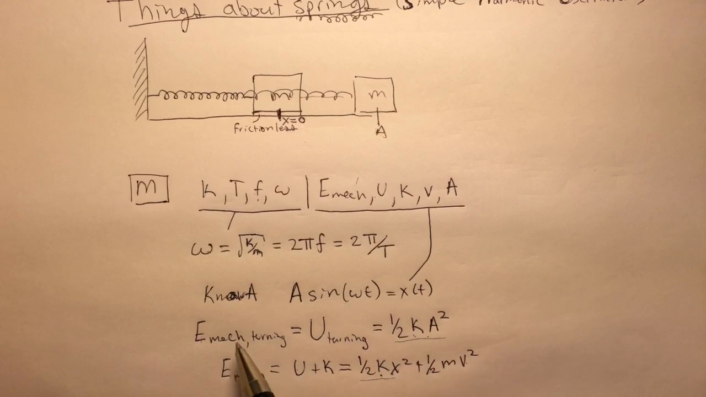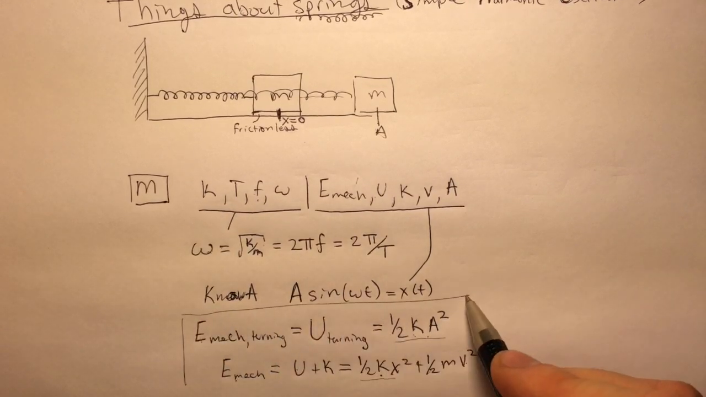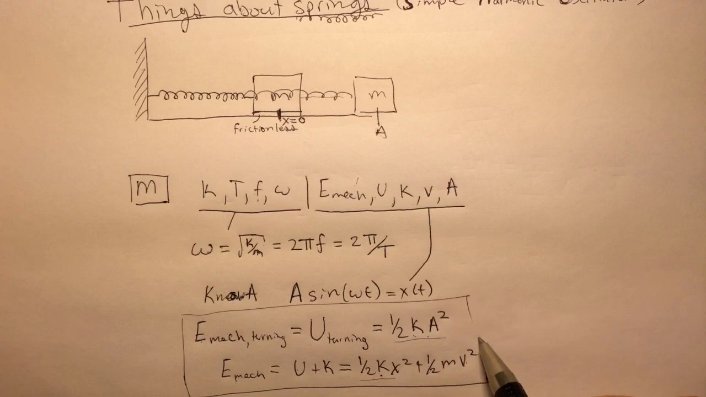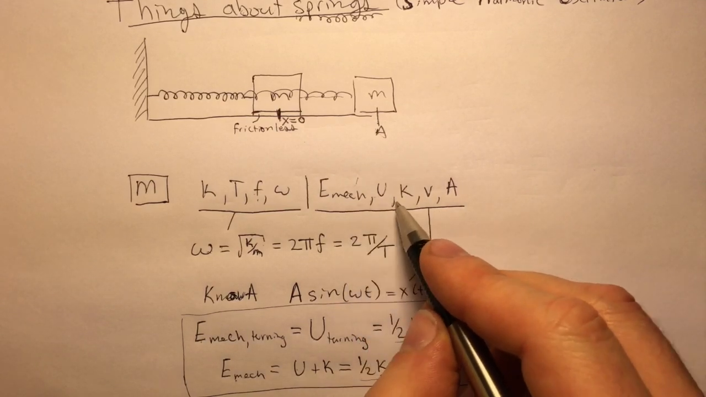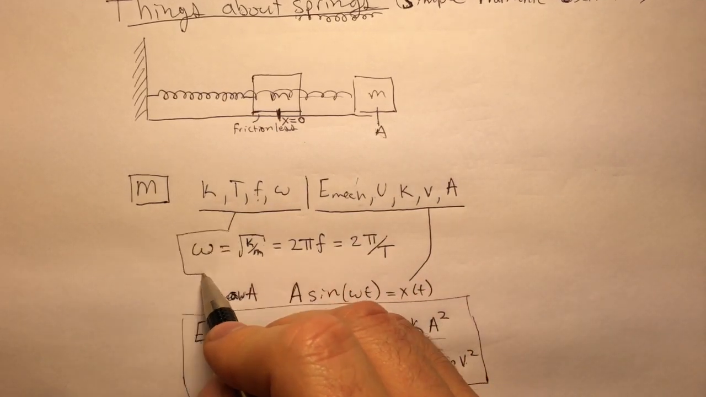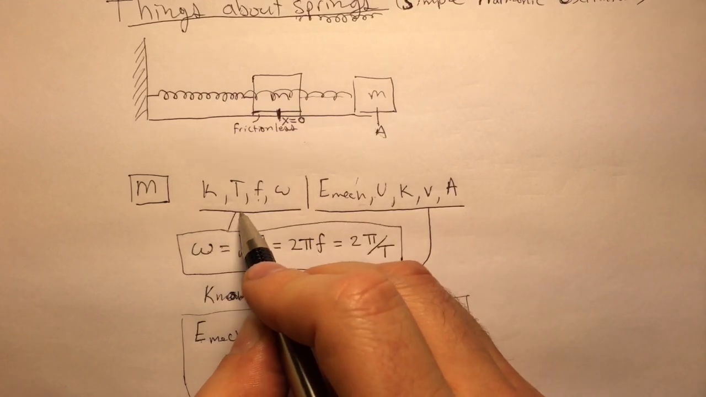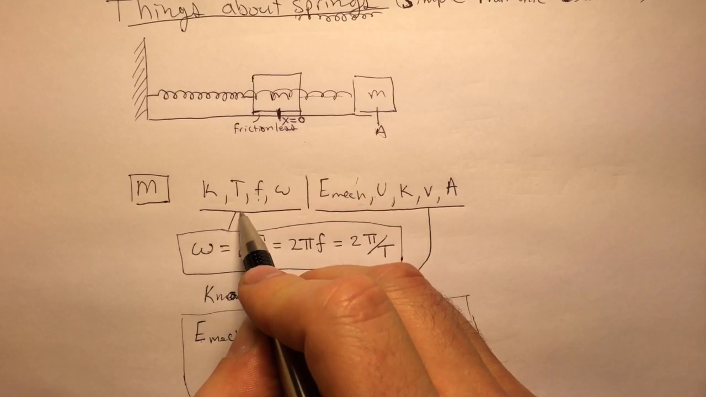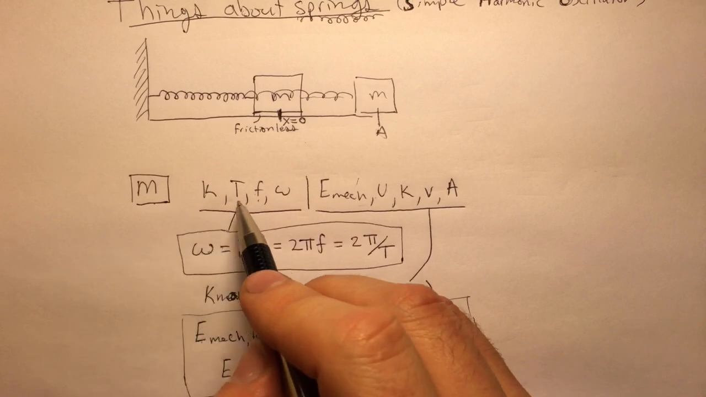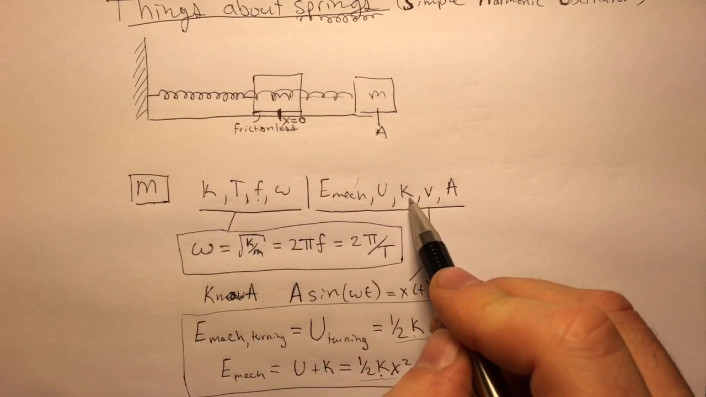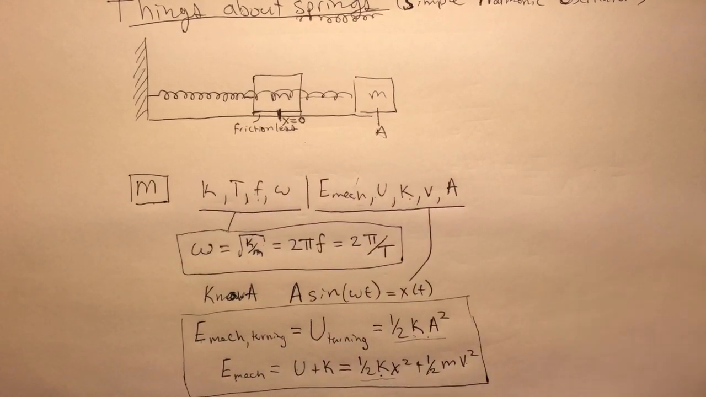So basically what all of this does is relate all of these quantities, and this relates all of these quantities, and they're all known just by the mass and one of these and one of these. So I hope that was helpful, and let us know if you have any questions.